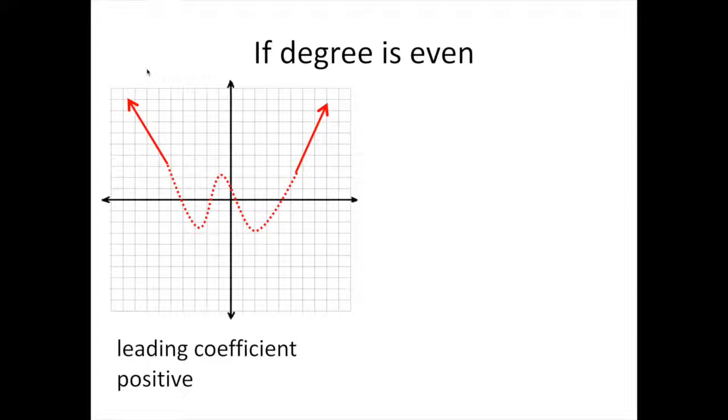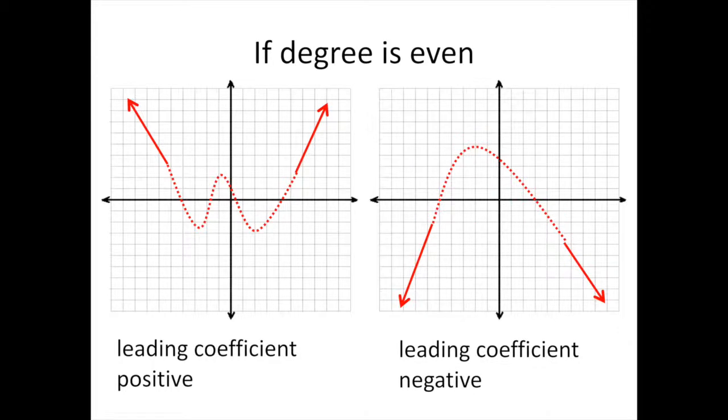If we remember back to quadratics, the smiley face ones both go up. If the leading coefficient is negative, then it goes down, and it can have a lot of different bumps all along here, depending on what type of polynomial it is. But those are important pieces to understand about what the graph is going to look like.